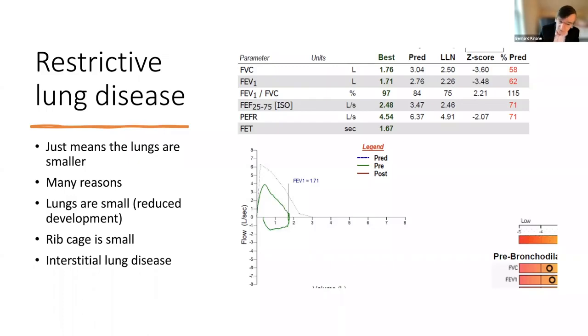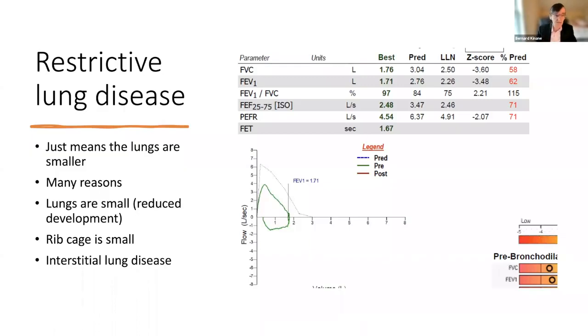Now, there are many reasons to get this. You can get it because the lungs were made small, because in development, you made small lungs. Now, you certainly see this in some populations. The other one that can happen is the rib cage is small. Now, the other one that can happen is that you get fibrosis of the lungs and it makes them contract.